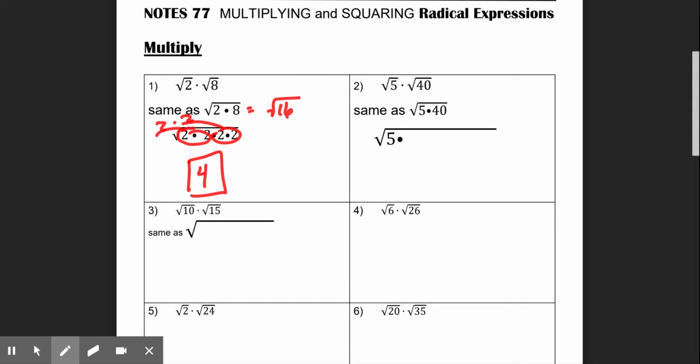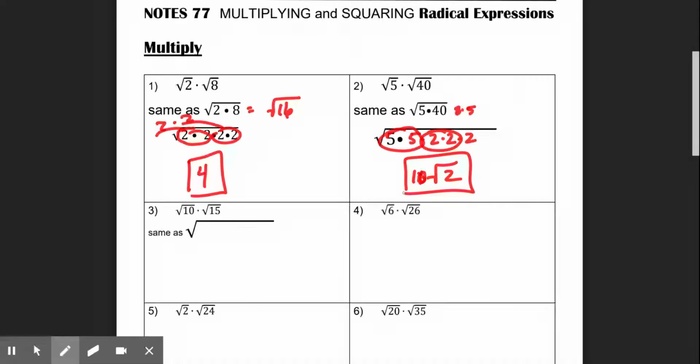Square root of 5 times the square root of 40. So 40 I'm going to break down into 8 and 5. I'm going to put the 5 here because you're going to see that there's a pair. And then 8 has three 2's. So here's a pair of 5's and a pair of 2's. And so I pull a 5 out, pull a 2 out. I multiply those two together and get 10 square roots of 2.